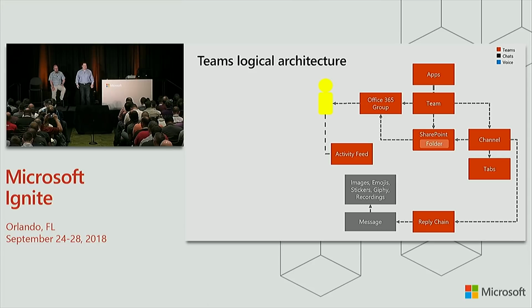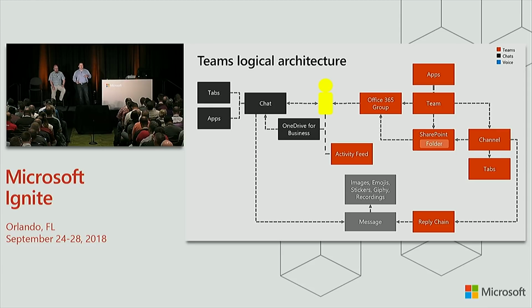That team can have many channels. So the concept of a channel is effectively, you can think of it as topics that team might want to discuss within the team. And each channel has a folder in SharePoint where its files are stored. The channel also can have many tabs. Again, another part of our extensibility story, and there's a whole set of tabs, both Microsoft and third-party tabs available. And then within the channel, you have messages and reply chains, and then those messages can have media associated with them, like images, etc.